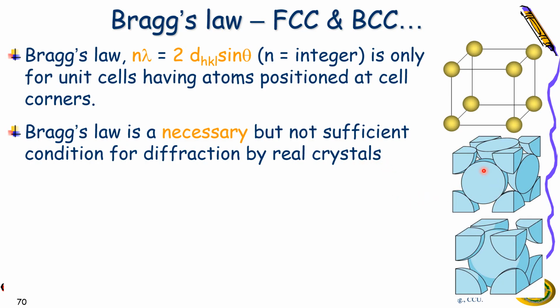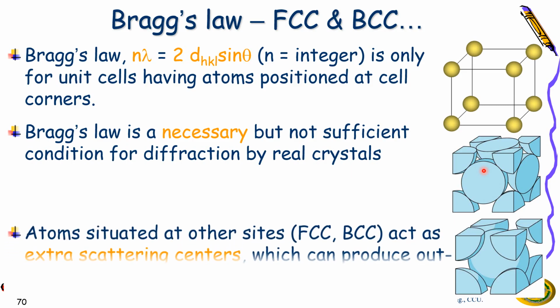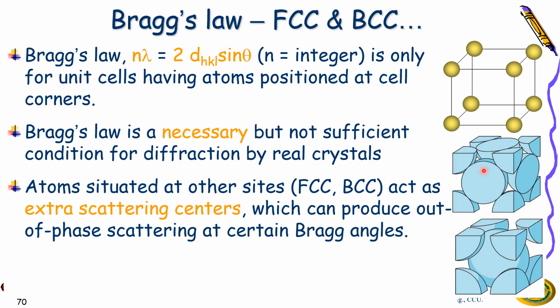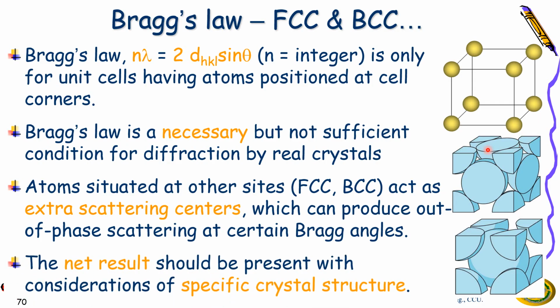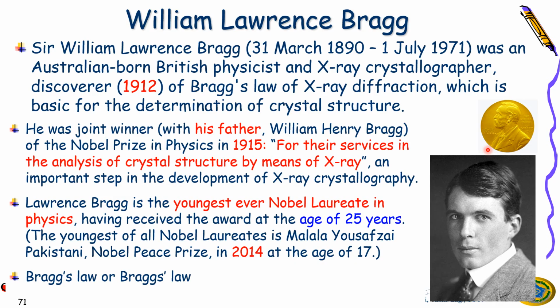Right. So here Bragg's law just tells you a very simple concept: constructive, destructive interference, and you get a pattern. But in real life, this is more complicated because you have different types of structure and you have different sizes of atoms. Okay, you might have two types of atoms in a crystal, right? So the result should be presented with consideration of the specific crystal structure. So it's too complicated, it's out of scope in our course, but you can find this in the database.